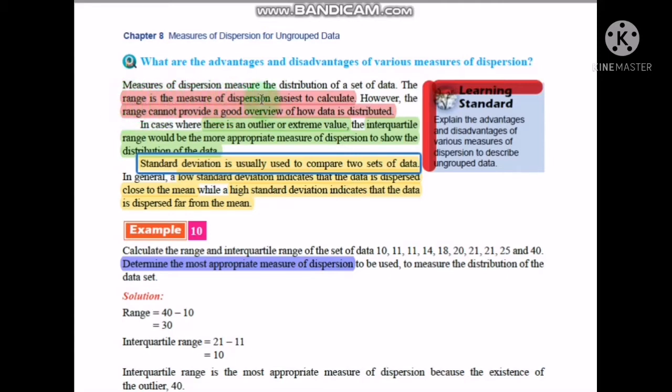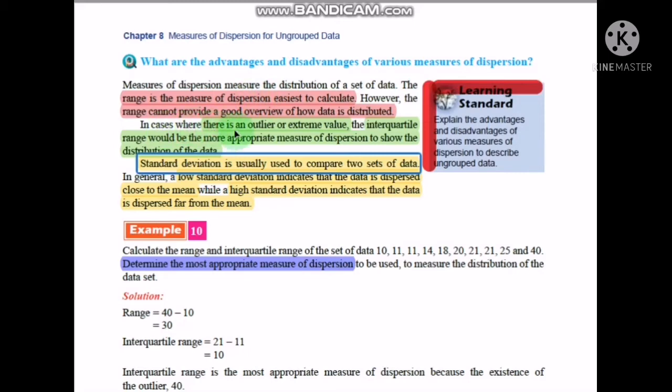Range is the measure of dispersion which is easiest to calculate. So among the four types of measures of dispersion, range is the easiest one to calculate. However, you need to know that range cannot provide a good overview of how data is distributed. Okay, so look at the next one.